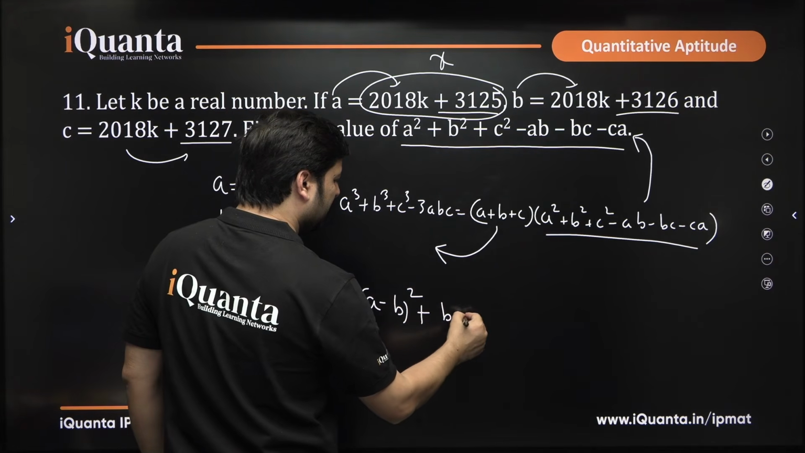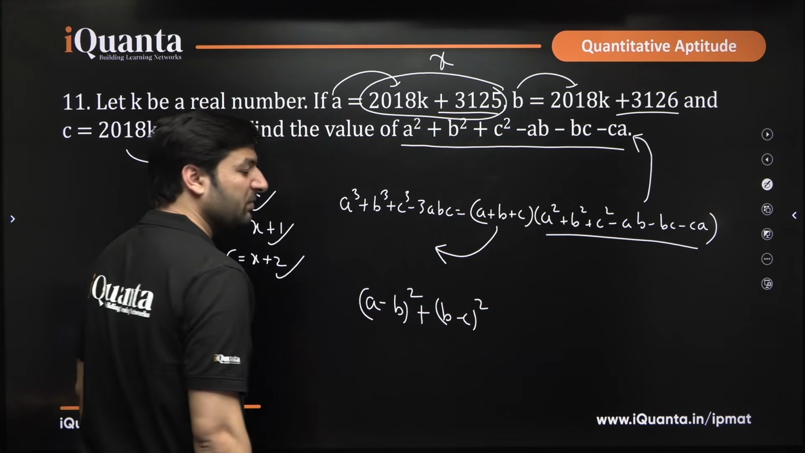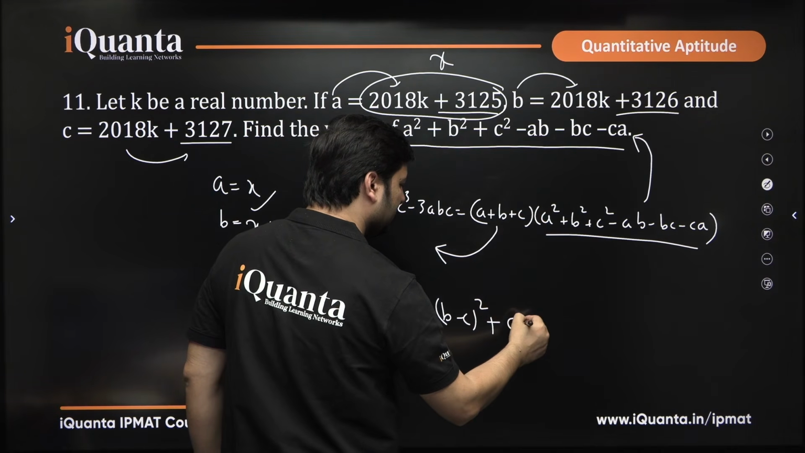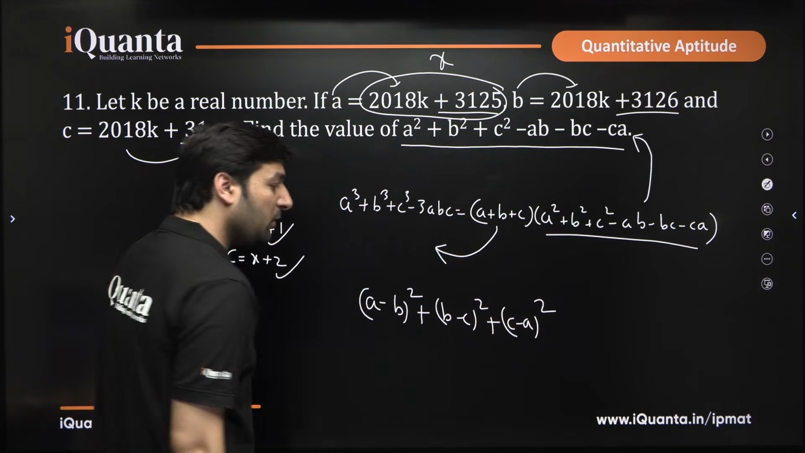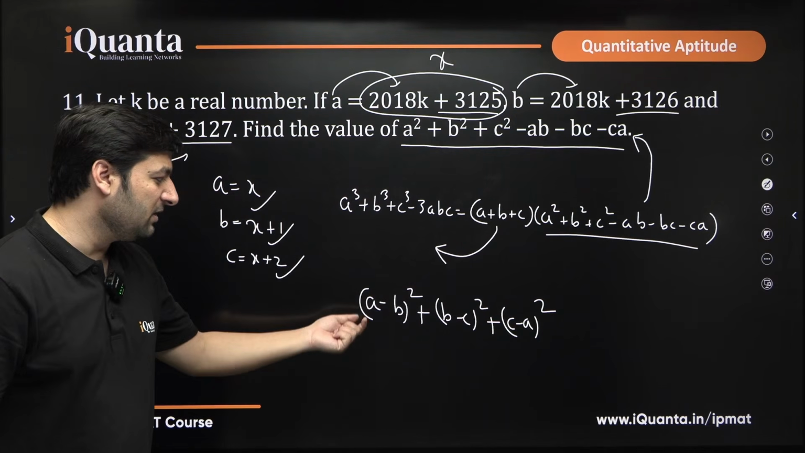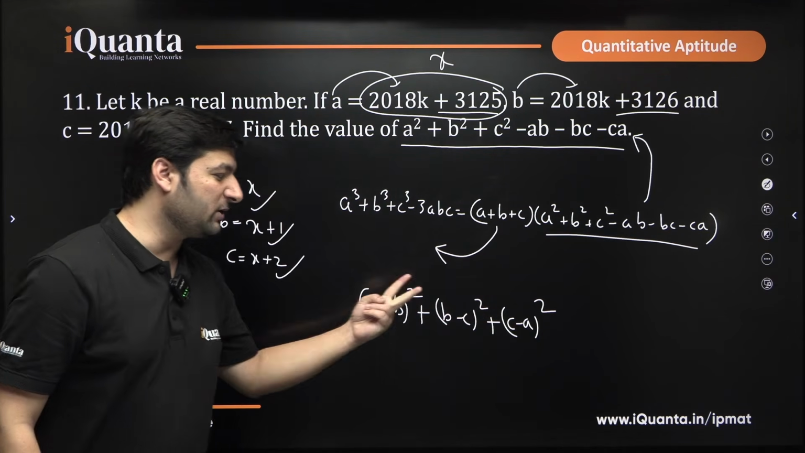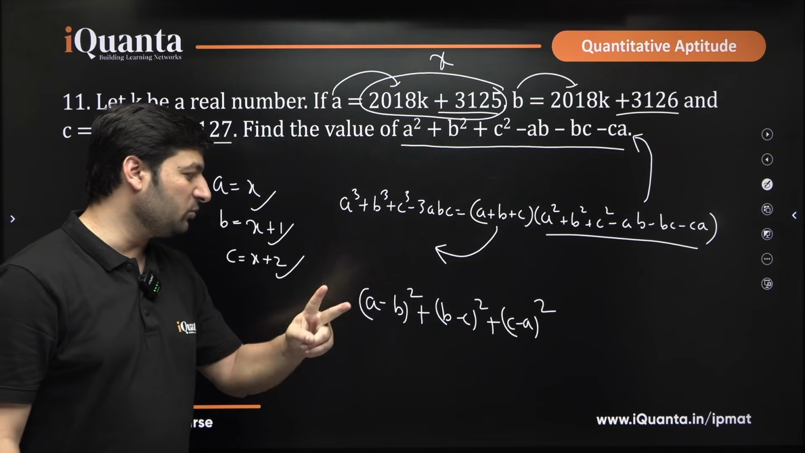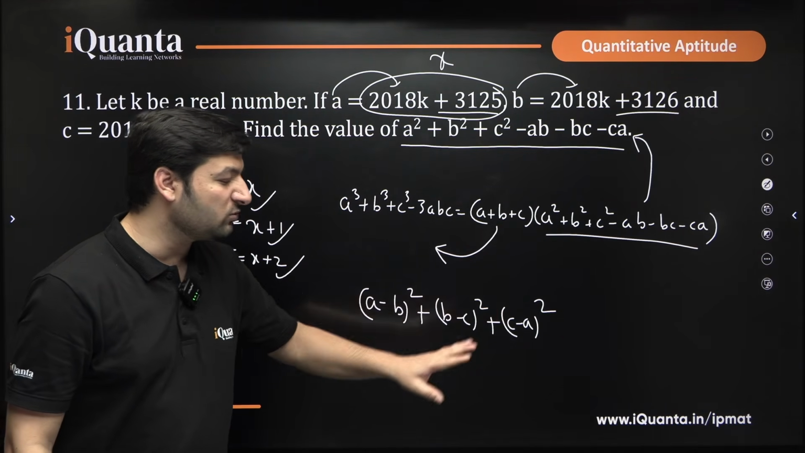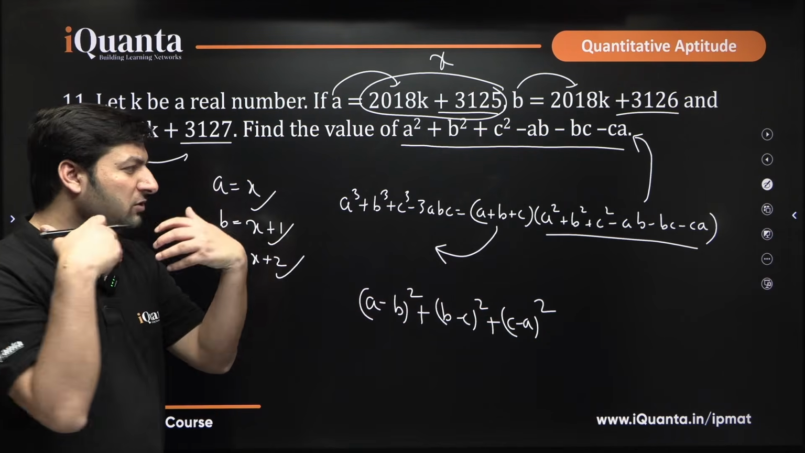Then can I write (b minus c) square, because there is bc. Then there is an ac, so (c minus a) square. But what will I get here when I solve this expression? I will get a square plus a square, 2a square, b square plus b square, 2b square, c square plus c square, 2c square, then minus 2ab, minus 2bc, minus 2ca. So I am just getting the double of what I need.